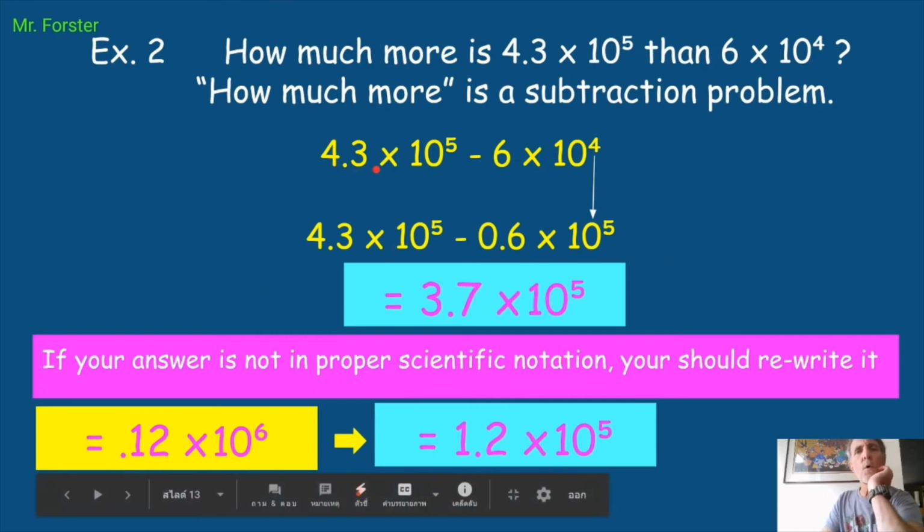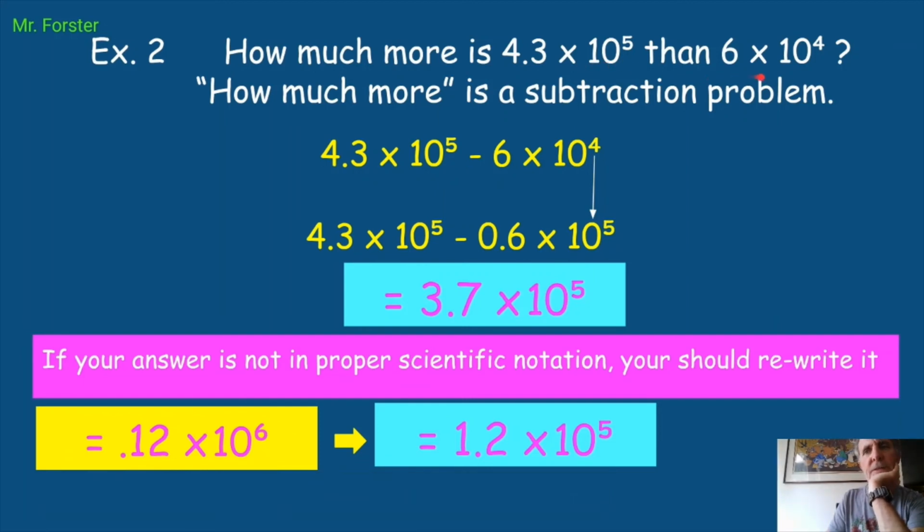Here's how much more is 4.3 times 10 to the 5th than 6 times 10 to the 4th? How much more is a subtraction problem. So, well, 4.3 times 10 to the 5th, that's the bigger one. And we're going to subtract this smaller one, but we don't have the decimal or the place values lined up. So we're going to make this 4 into a 5. I made that number bigger by 1 place value, so I have to make this smaller by 1 place value. And then we have 4.3 minus 0.6. Well, that's 3.7 times 10 to the 5th.